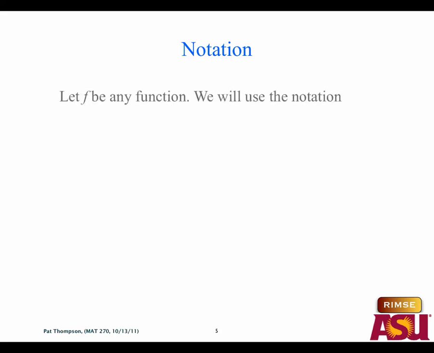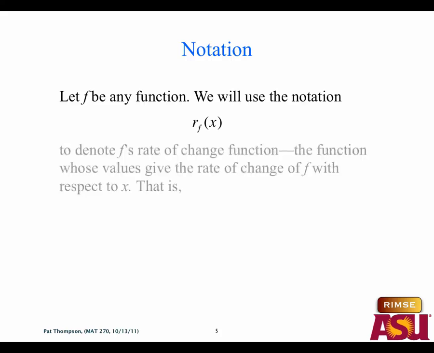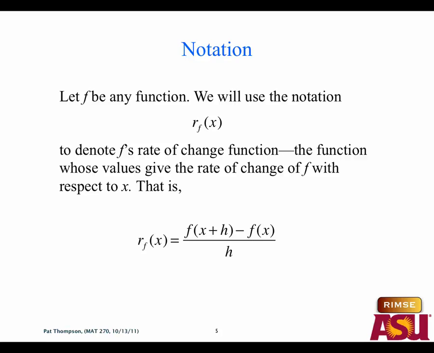Okay, so let's talk about notation. So f is any function. We're going to use this function, r f of x, to mean f's rate of change function, the function whose values give the rate of change of f with respect to x. That is this one. So this is going to be our rate of change function that we use. We're not going to use left x anymore.